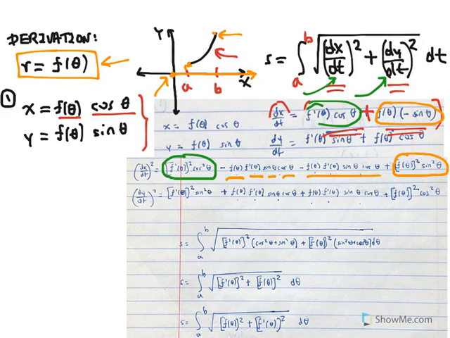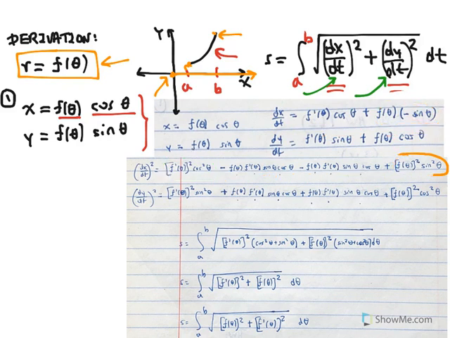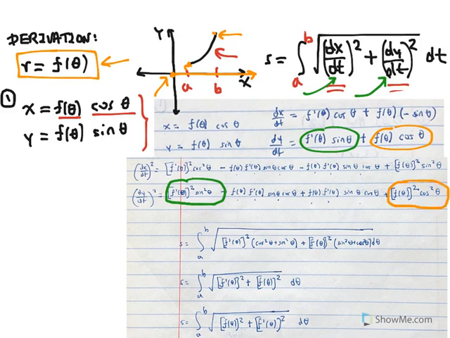And you're going to do the same thing to find the square of dy dt. You're going to use FOIL. So here's dy dt, and you have to square it to get dy dt squared. And to do that, you have to do FOIL. So you've got your first term, you've got your last term. So multiply the first terms, and you get f prime of theta squared times sine squared theta. Multiply the last terms, and you get f of theta squared times cosine squared theta.